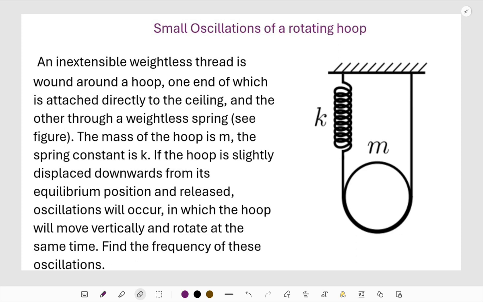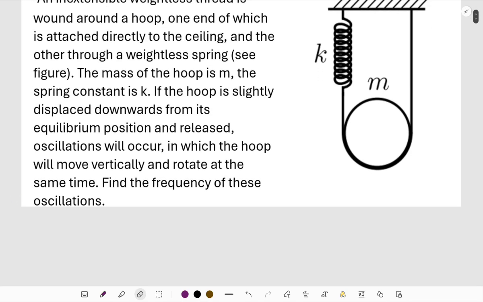So just wait. Before solving anything or before writing a thing, I would like to assume one thing. Let us denote the length of the spring in the undeformed state, the natural length of the spring, as L naught. And in the equilibrium position, the total length of the spring is L1.